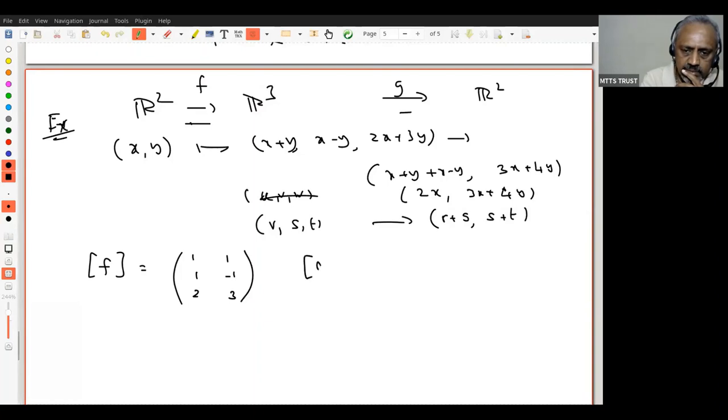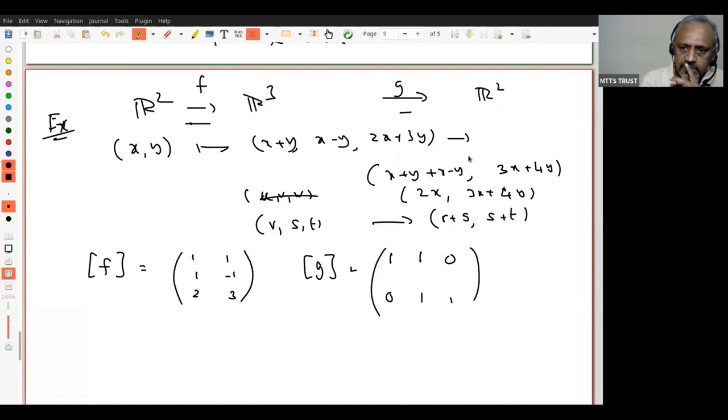And what is the matrix of G? Look at again the same trick. RST, where does it go to? R, you have to again look at the same way, that goes to 1 and 0. And where does S go to? That goes to 1 and 1. Where does T go to? 0 and 1. So what you have to do? You have to multiply. So 1 times this, 1 plus 1.